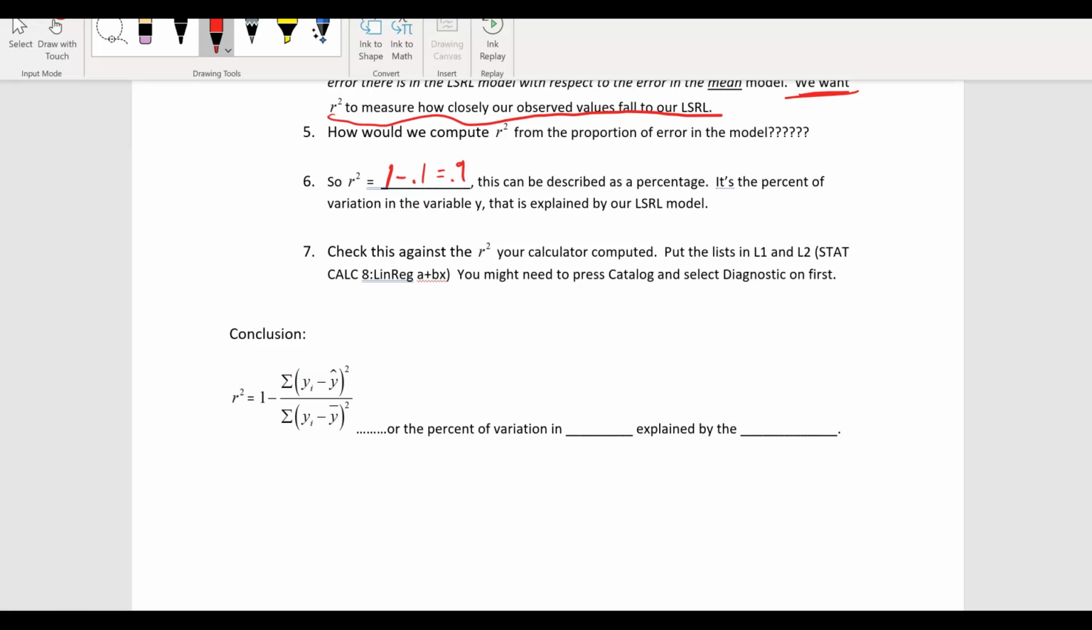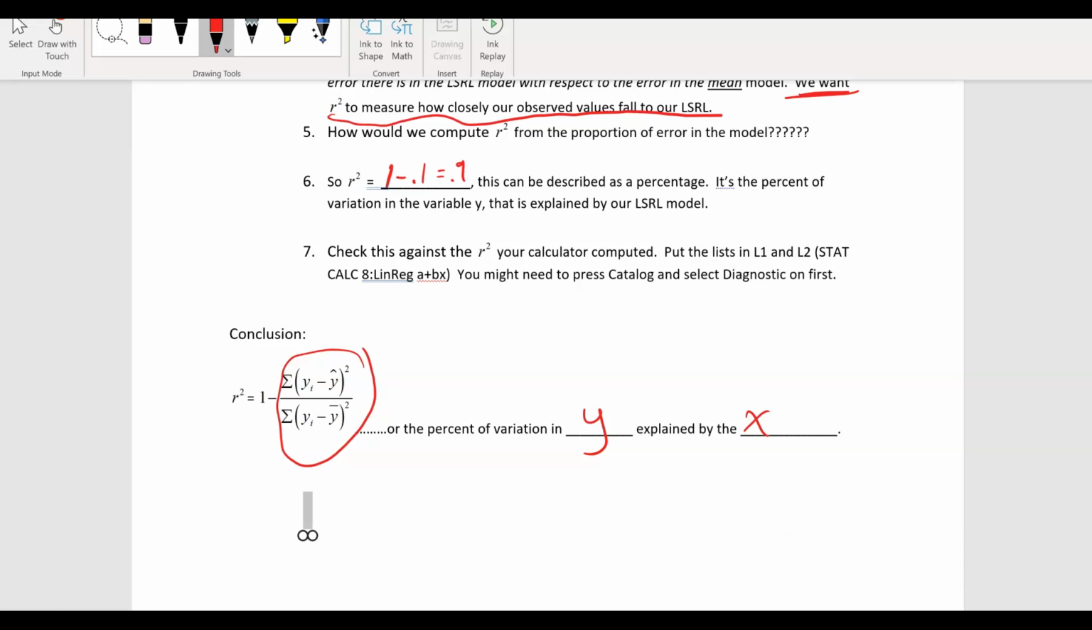So we take this ratio, R squared, it's 1 minus that percentage, right? We had 100% error. All right, we reduced that down to 10%. Okay, so it's the percent of variation in the y variable explained by the x variable.